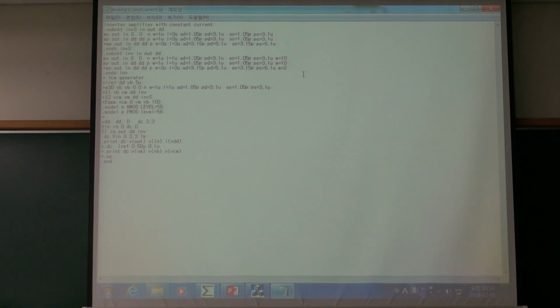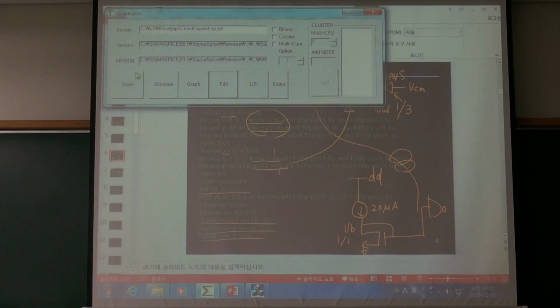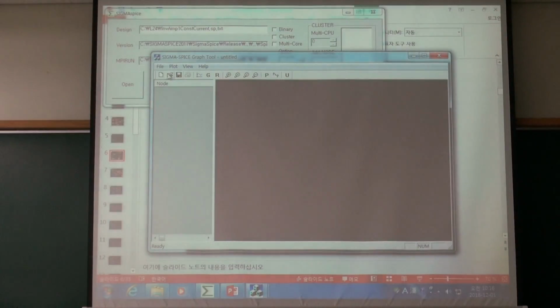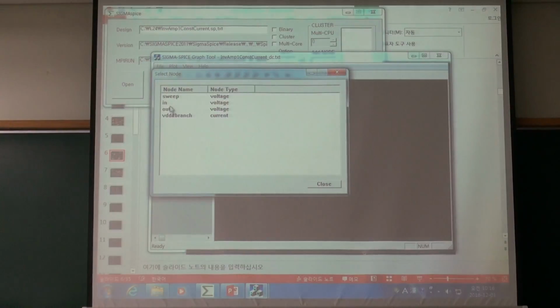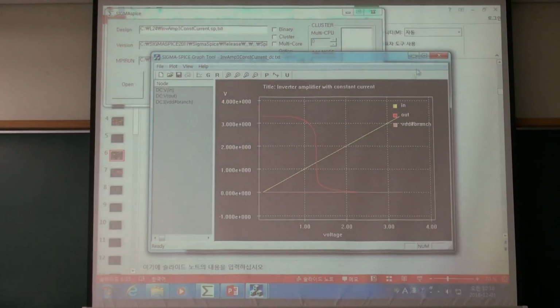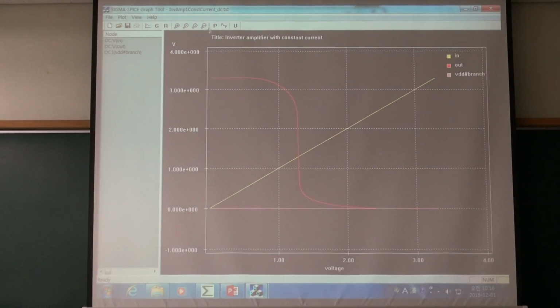So this is a parallel connection, right? Let's look at my inverter. Simulate. Graph. Yeah, this one. In, out, current. Okay. Where's my logic threshold voltage? Logic threshold voltage is 1.26 or something. 27? Yeah, around the same. 1.29, 28, 29.